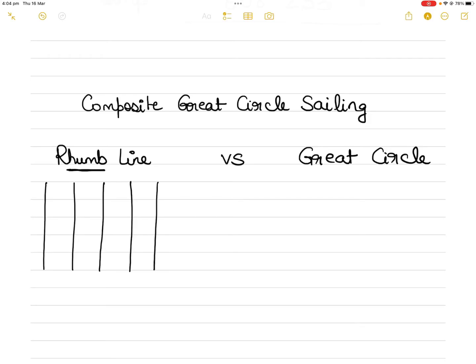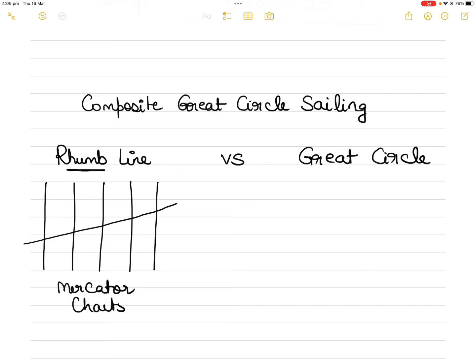So a rhumb line can be drawn across these meridians on a Mercator chart and it comes across as a straight line. So rhumb line courses can be drawn as straight lines on Mercator charts. They are also the shortest distance between 2 points if we talk about Mercator sailing. Now why I'm saying if we talk about Mercator sailing, because the definition of a great circle is also that a great circle is the shortest distance between 2 points.